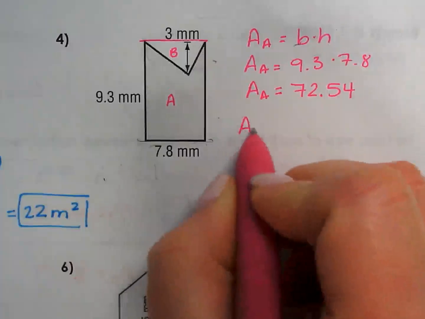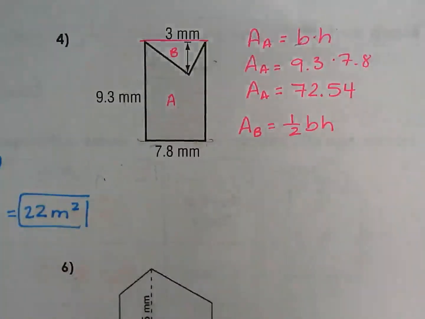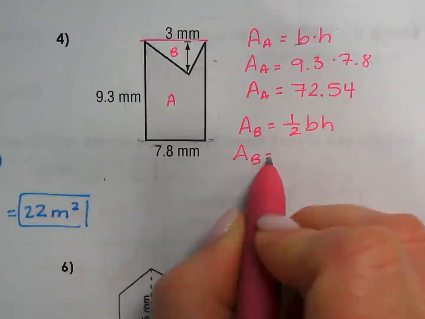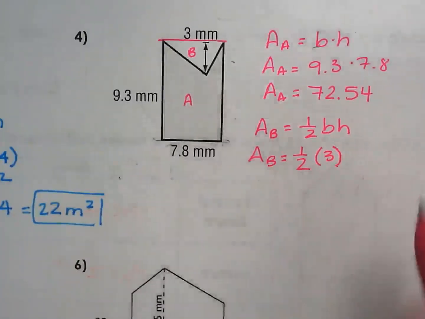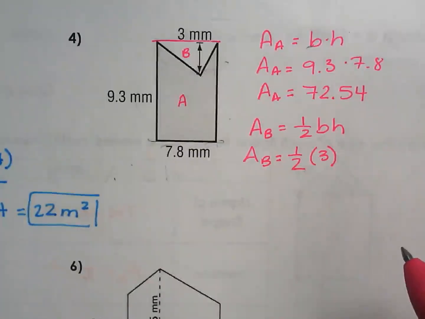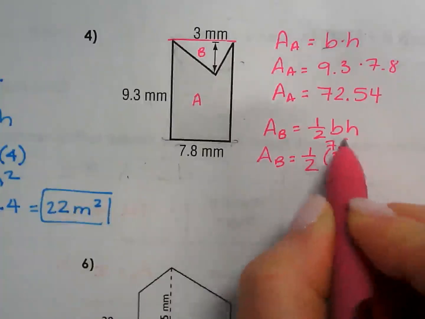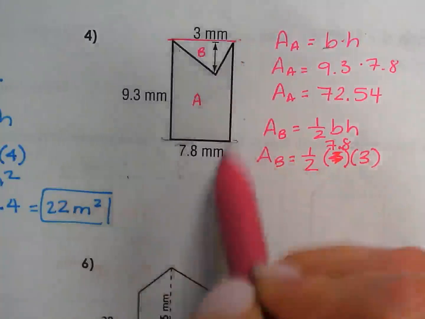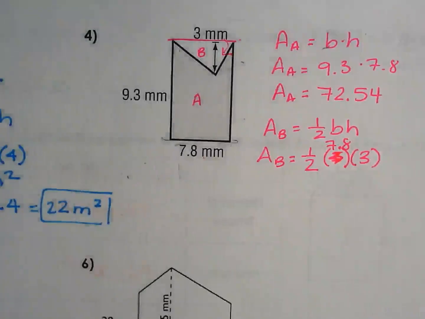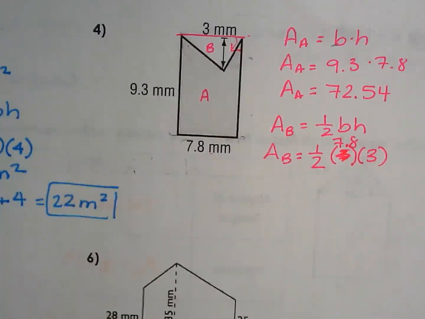Now the area of B is going to be 1/2 the base times height because it's a triangle. The area of B will equal 1/2. The base here is 3, we know that. Now we got to figure out, oh, no, the base is 7.8, sorry. 7.8, and the height is 3. I apologize for that, because the base is here. This 3 millimeters refers to that height. So half of 7.8 is equal to 3.9.